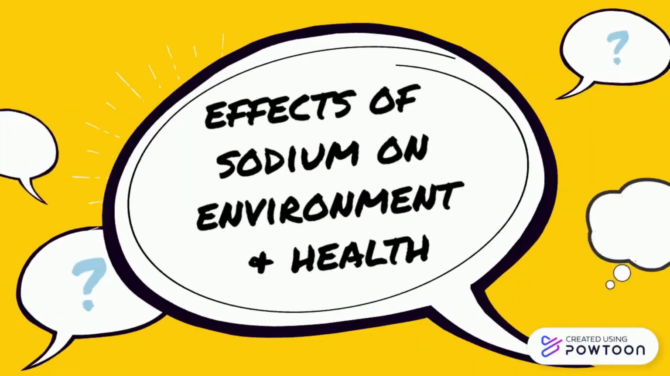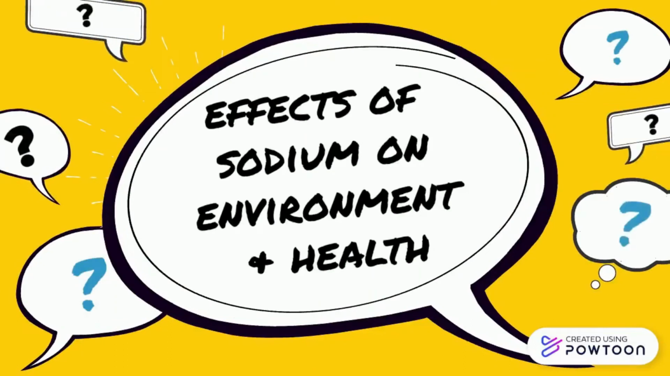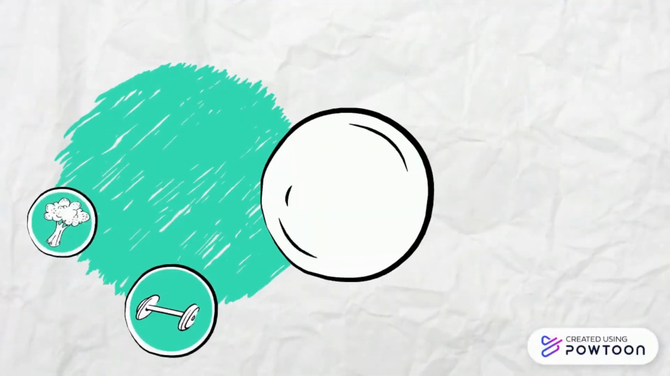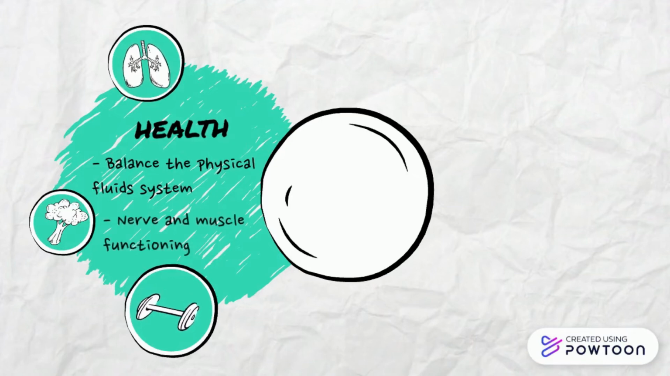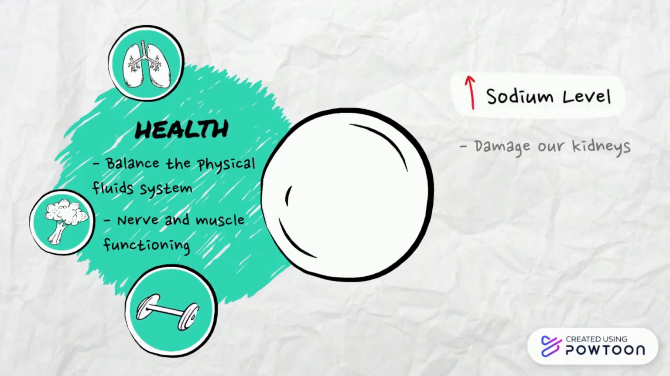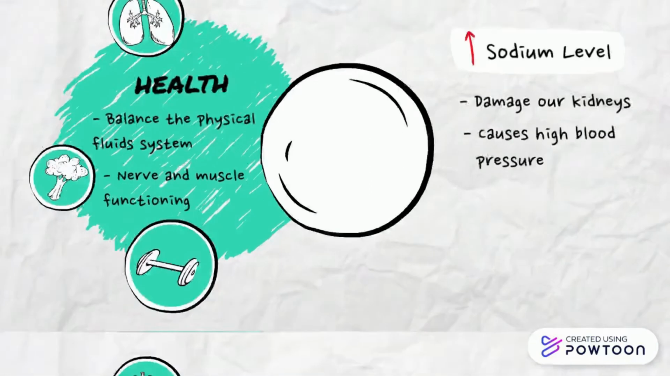What are the effects of sodium on the environment and health? Sodium is an essential component of the human body. It is necessary for humans to maintain the balance of the physical fluid system. Sodium is also required for nerve and muscle functioning. It's true that sodium is essential in our daily life. However, too much sodium can damage our kidneys and increase the chances of high blood pressure. Therefore, an adequate level of sodium intake is required to maintain good health.